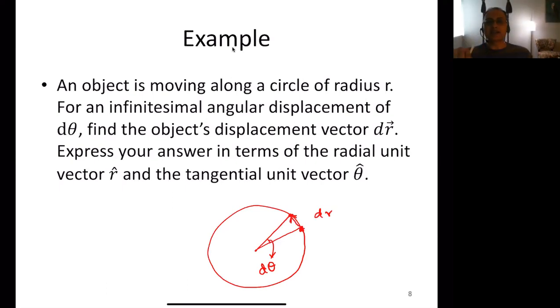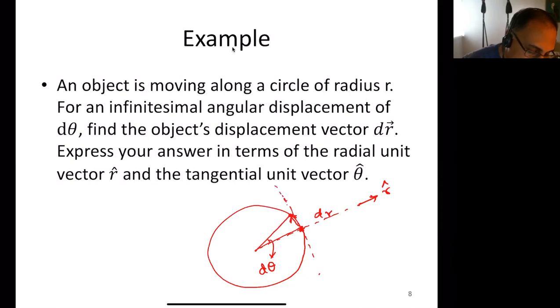Remember that when something goes around in a circle, we usually choose axes along the radial direction and along the tangential direction. So I've given you a radial unit vector, which is r hat. And I've also given you a tangential unit vector. The traditional symbol for that is theta hat. It's just a unit vector in the tangential direction. So in terms of these unit vectors, what is the displacement vector dr, assuming that the angular displacement d theta is very, very tiny? Everybody understand the question?